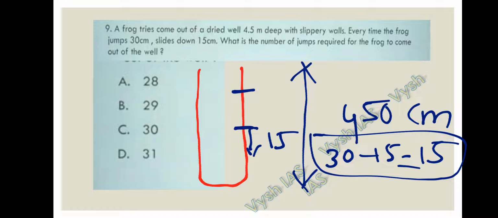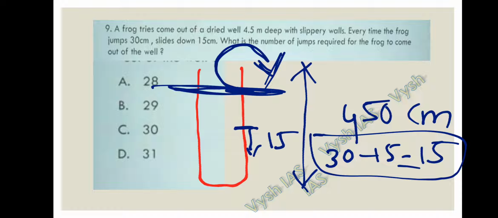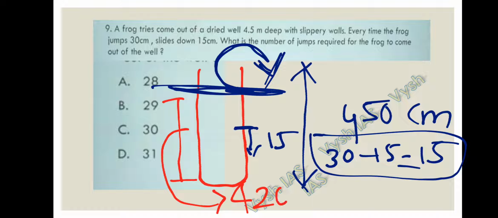But when it jumps the last 30 centimeters, it comes out of the well, so it has no chance of slipping again. In the last jump there is no slipping. So if you deduct the last 30 centimeters from the total height, it becomes 450 minus 30, that is 420. So it has to travel 420. For every jump it travels 15 centimeters and the total length is 420.